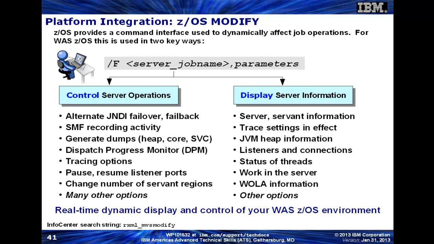The display parameter for Modify allows you to see inside the running server and see information on settings, on JVM heap, on the status of work, and threads, as well as many other options. Modify provides a facility to minimize and possibly avoid server outages when runtime changes are called for. The Modify interface of the z/OS operating system is yet another example of how WAS z/OS is leveraging the platform attributes to the benefit of the applications that run on WAS z/OS.